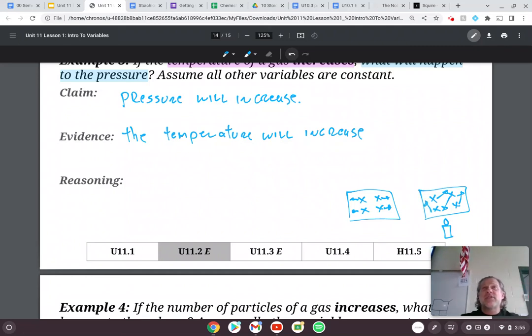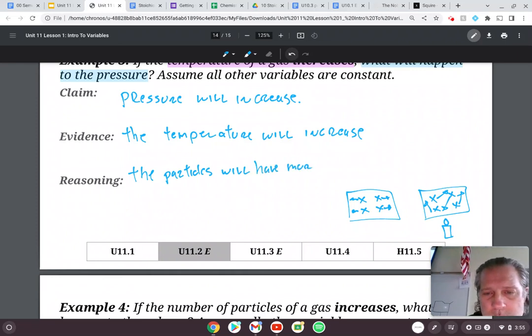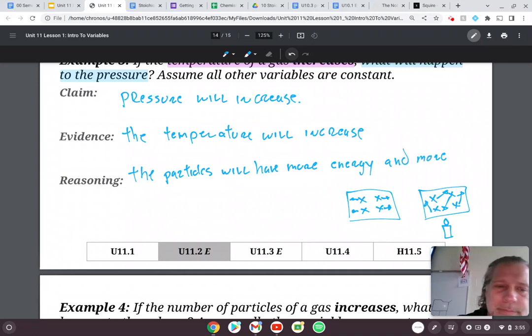I made the arrows bigger to illustrate that the particles are going to be moving faster. And so if they're moving faster, they're going to collide with the container wall more often and with more energy. So we're going to say that the particles will have more energy and be moving faster, so their motion will increase. So the number of collisions will increase.